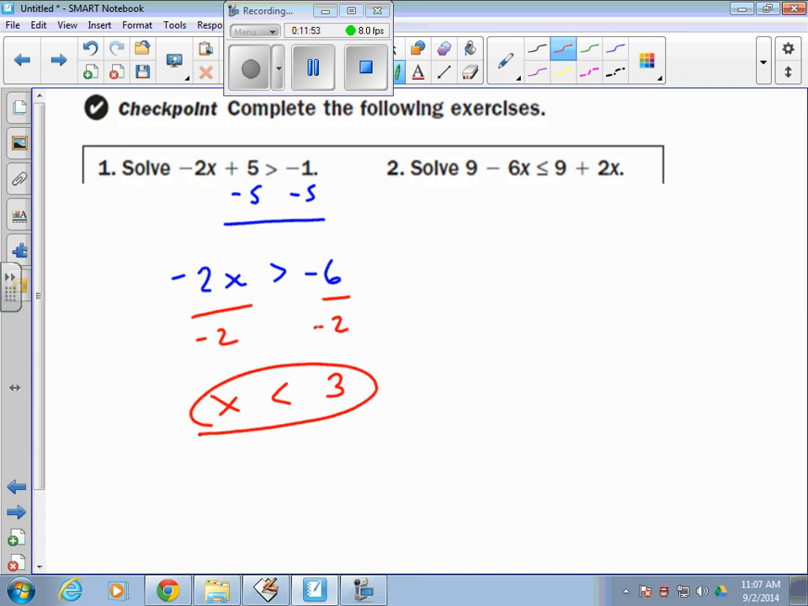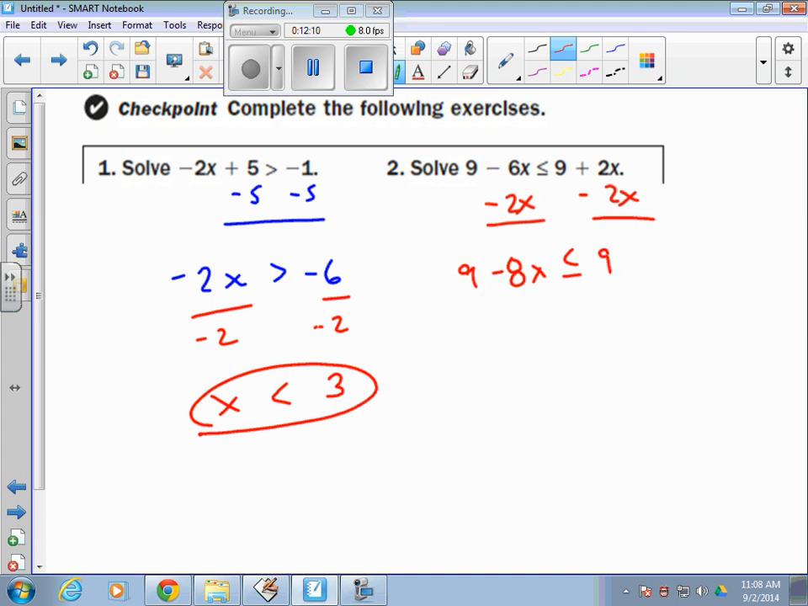Same thing with the other one, but now let's bring our x's over to the left-hand side instead of bringing the smaller to the larger. Minus 2x cancels out plus 2x. Minus 2x here: negative 6 minus 2 is negative 8x. We still have 9 in front of it, we still have less than or equal to, and we still have 9 after it.